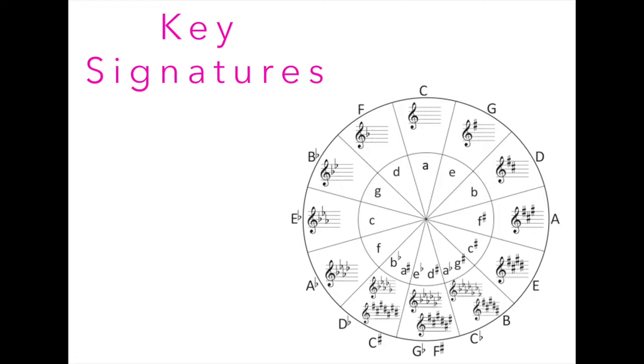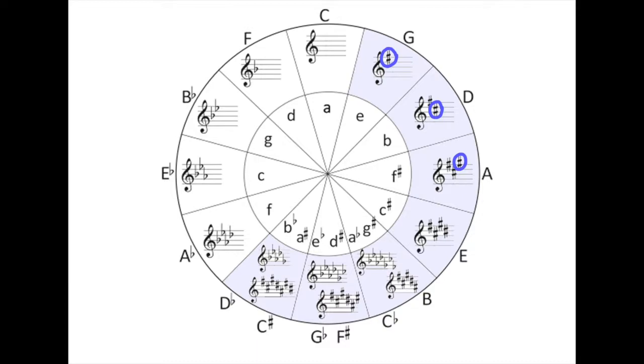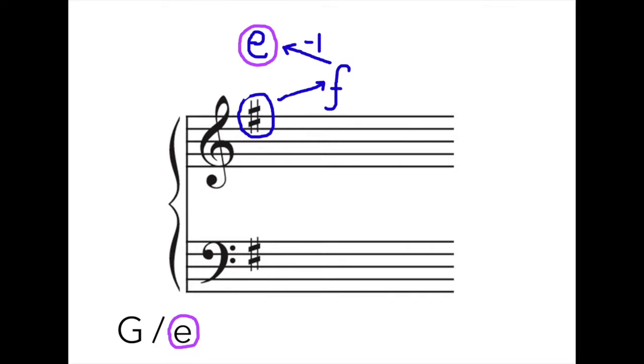Now we're going to learn how to find the minor keys by looking at the key signatures. Let's start with sharps. All we need to do is look at the sharp that is from the far right, which is at the end. When we only have one sharp, we know that the sharp is on the letter F. All we need to do is count one letter back from F, which is letter E, and that is our minor key. Let's go on to the next one.